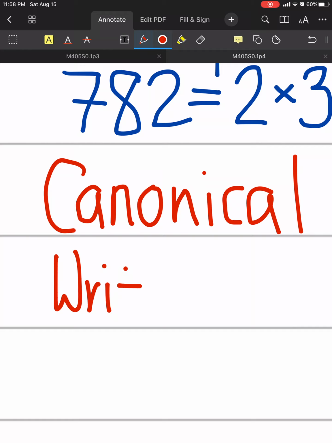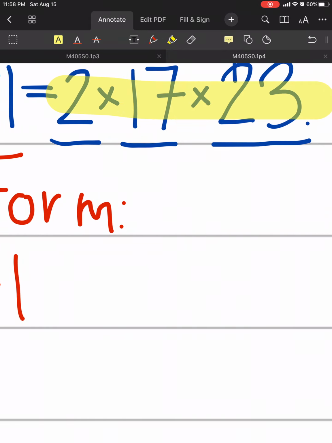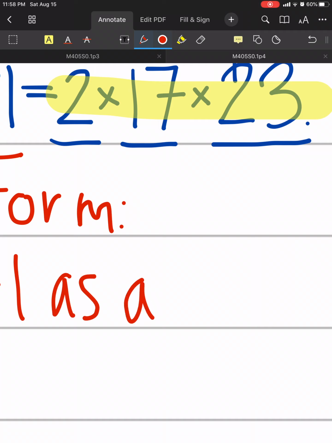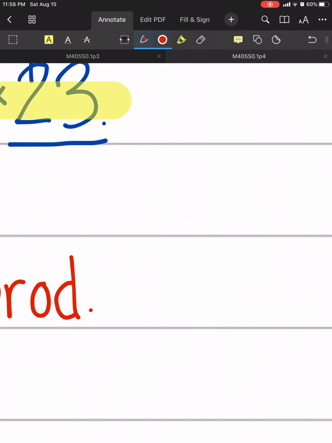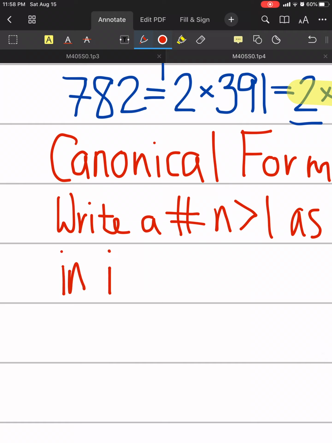And what that means is, write a number, and when I say number here, again, I mean an integer n greater than 1, as a product of primes. And the last part of this, how we make it standardized, is we do it in increasing order. And also, if we have primes repeated, we write them as powers.